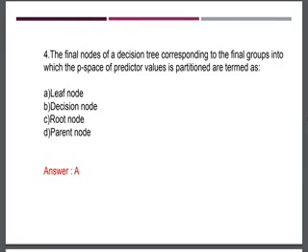The final nodes of a decision tree corresponding to the final groups into which the p-space of predictor values is partitioned are termed as: A, leaf node; B, decision node; C, root node; D, parent node. The answer would be A, leaf node.